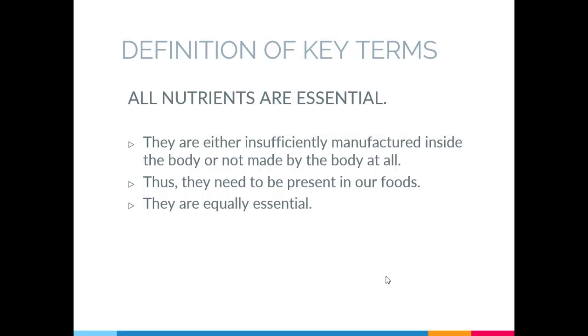So, yeah. Other principles that are very necessary for us to know, okay? These are the additional criteria to say that this dietary biochemical is really considered an essential nutrient. First, they are either insufficiently manufactured inside the body or not made by the body at all. Okay? So if this dietary biochemical is something we have no capacity to produce, okay?